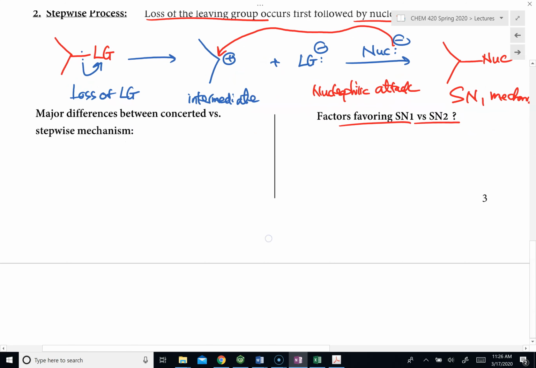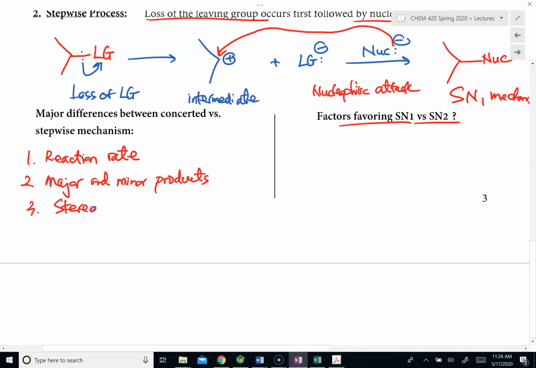well. So again, depending on which reaction mechanism takes place, the reaction rate may be different. And second, the major and the minor product that are produced may be different as well. And third, these two types of mechanism have different stereoselectivity. One is stereoselective and the other is not. And we'll discuss this in further detail in a little bit.